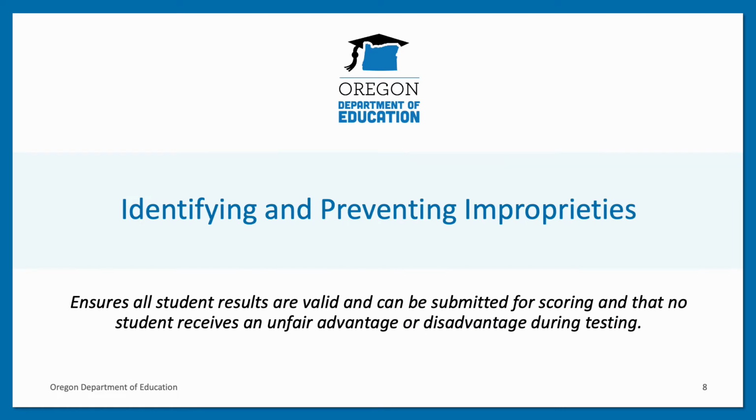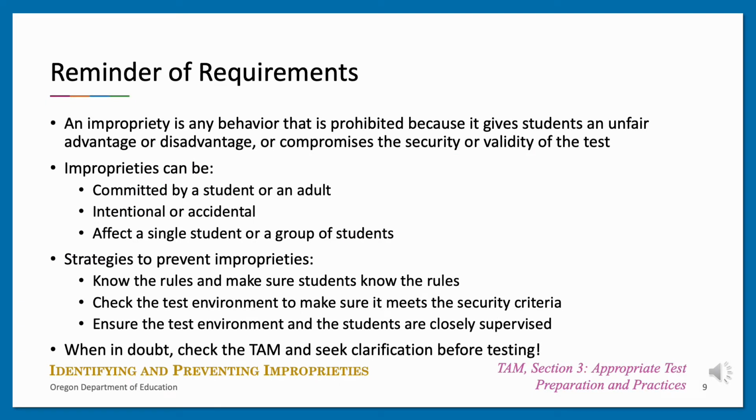Next, we will review how to identify and prevent improprieties. An impropriety is any behavior that is prohibited because it gives students an unfair advantage or disadvantage or compromises the security or validity of the test. This includes behaviors committed by either adults or students, whether intentionally or by accident. Section 3.0 of the TAM provides explanations and examples of common adult and student-initiated test improprieties. Note that the examples given in the TAM are not exhaustive.